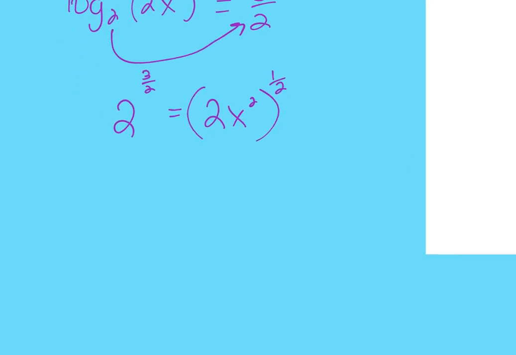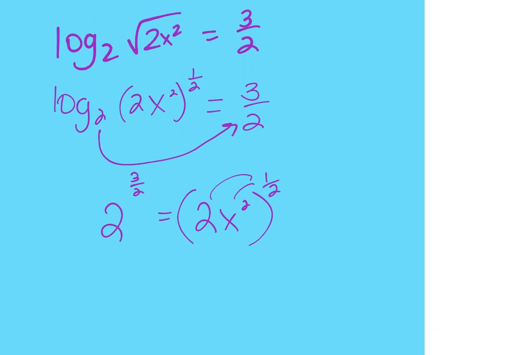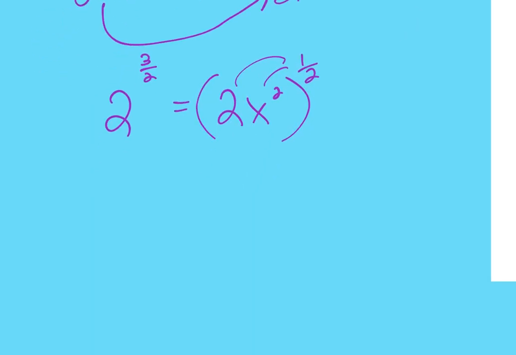So this gets distributed. Like I said, you could do that up here. I could distribute it here, or I could wait till now. I'd get 2 to the 3 halves equals 2 to the 1/2, and then x. 2 times 1/2 is just x to the first. You with me so far?